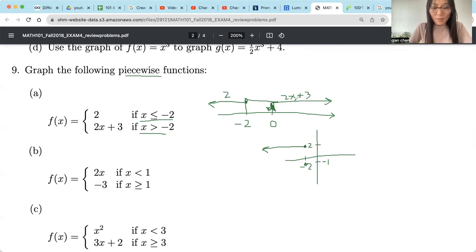And then give another point. Let's see, x equals 0. If x is 0, I have y equals 3. And let's see, this is 3. So I connect those 2 points. So I have this function. So if the x value is greater than -2, I have this piece. If it's less than or equal to -2, that's a constant function 2. So this is a graph of A.